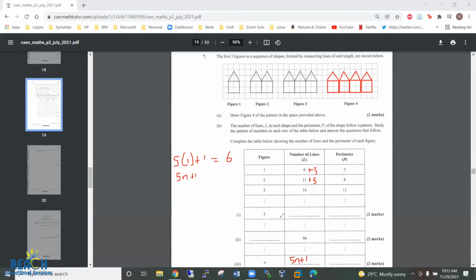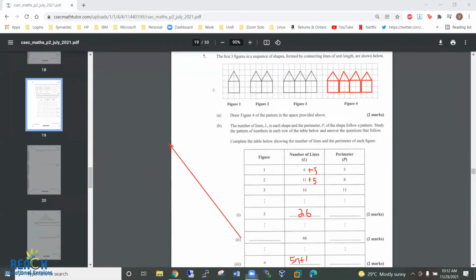For part 1, I have 5 times 5 because n is 5. So 5 times 5 is 25, and I add the value of 1, so now I get 26. This is 26 right here. Now let's find the first one in part 2. I need to use the same formula that I have in column 2 to get that answer.